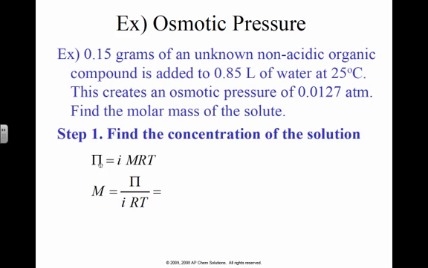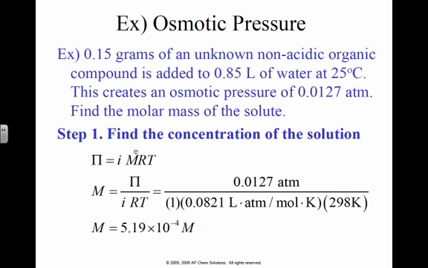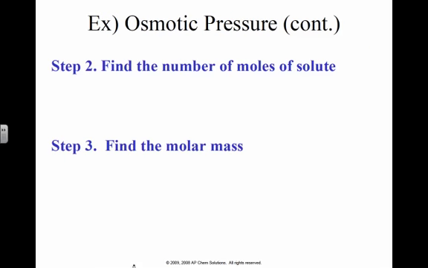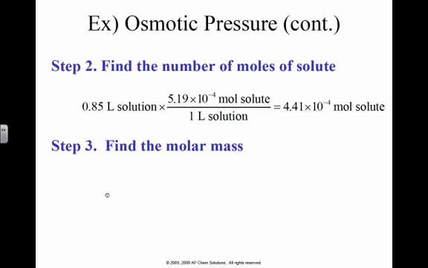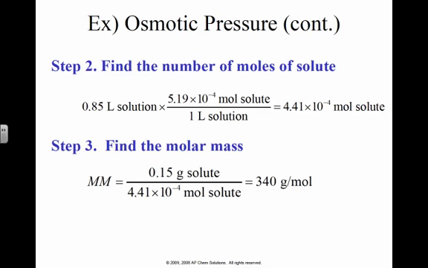So I have my equation here. I have my osmotic pressure right here. I've got my molarity, or at least I can solve for molarity. I've got my van 't Hoff factor. R is 0.0821, temperature, and now I solve for molarity. Once I have molarity, I can solve for the number of moles. If I have 0.85 liters and it has a molarity of this, that's how many moles of solute I have. To find the molar mass, remember molar mass is always grams divided by moles. So I take my 0.15 grams of solute divided by the moles, 340 grams per mole.